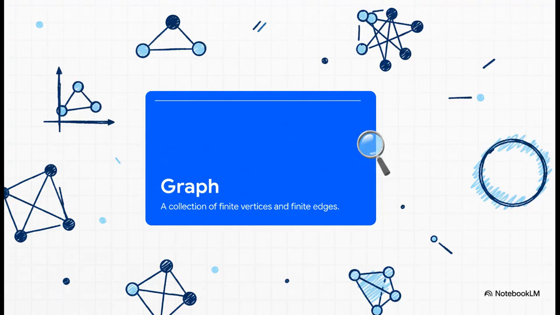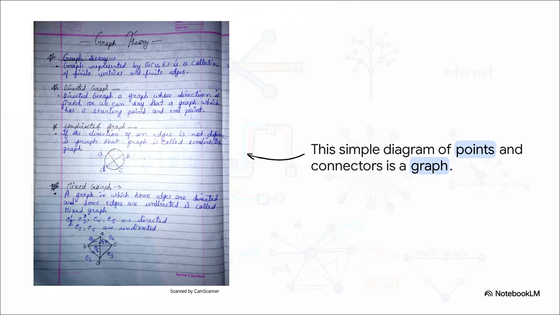At its absolute core, graph theory is all about this one definition. A graph is just a collection of finite vertices, which are just dots, and finite edges, which are the lines connecting them. That's it. No, really, that is the heart of this entire field. And this right here? This is all it takes to make a graph. You've got a few points. Here they're labeled A, B, C, and D, and then you have some lines connecting them. It's really just a visual map of relationships.